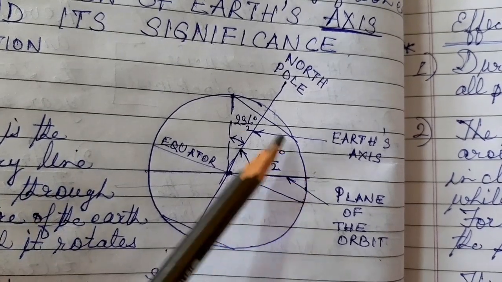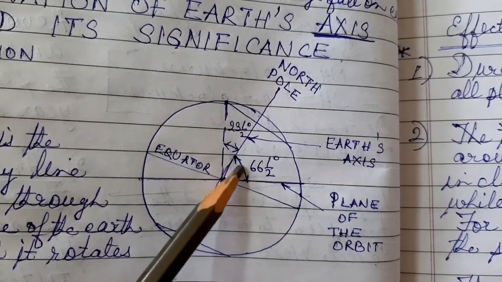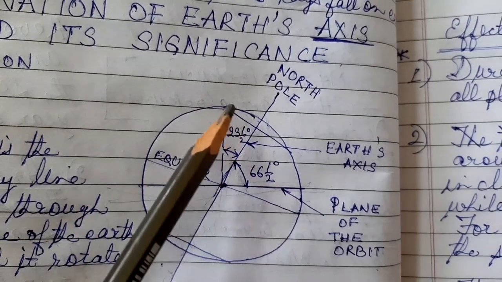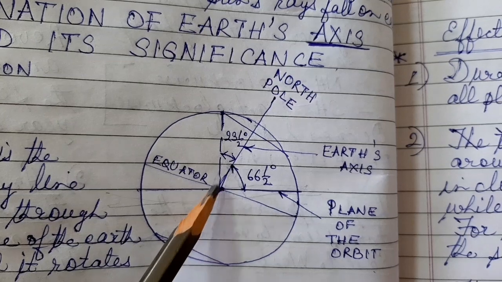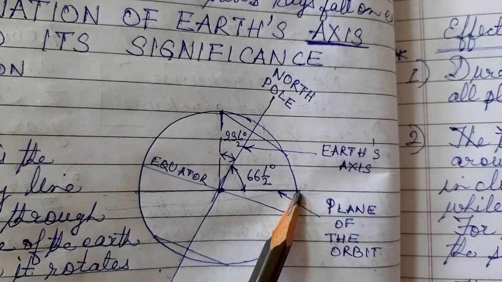Now this imaginary line, this axis, is making an angle of 66.5 degrees with the plane of the orbit, and it is making an angle of 23.5 degrees with the vertical. Now what is this plane of the orbit?